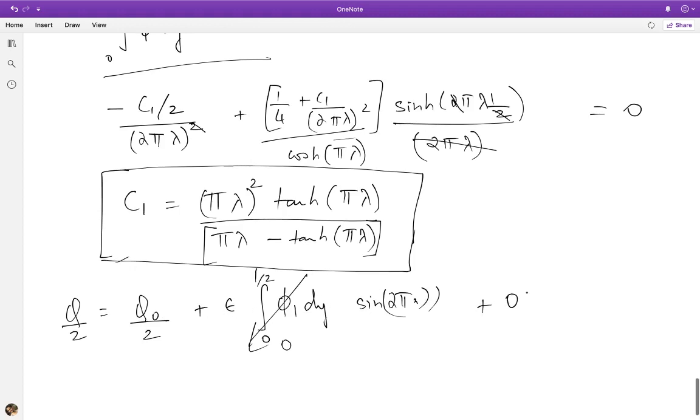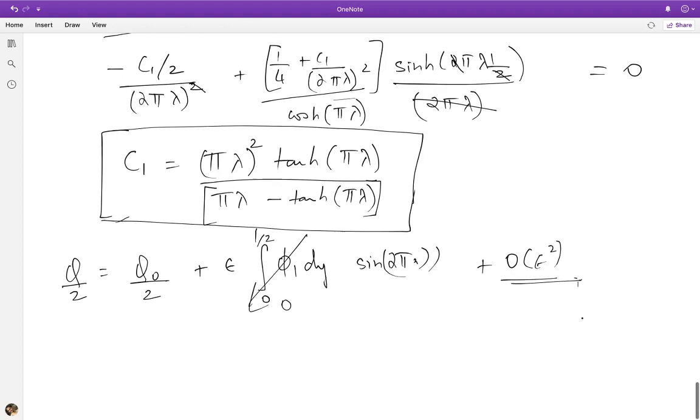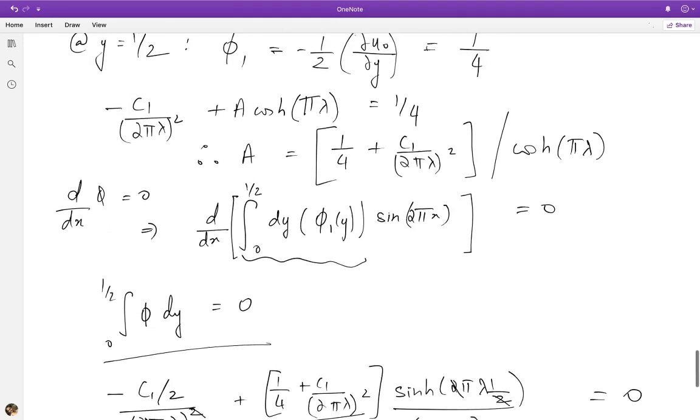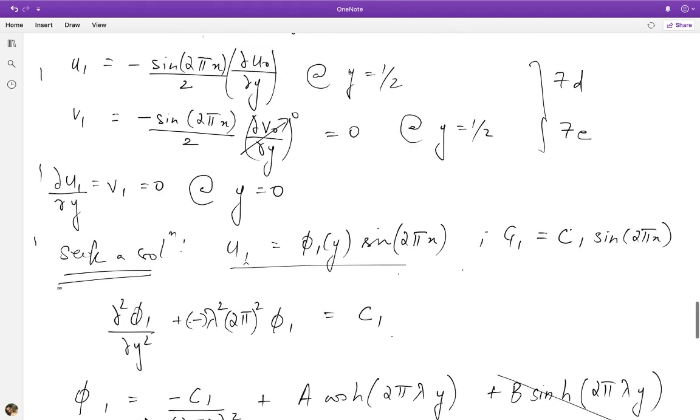But of course there are order epsilon square terms which we are yet to determine, and therefore to calculate the change in the flow rate, we now move to order epsilon squared. Before that, we should make some comments about the rest of the solution.